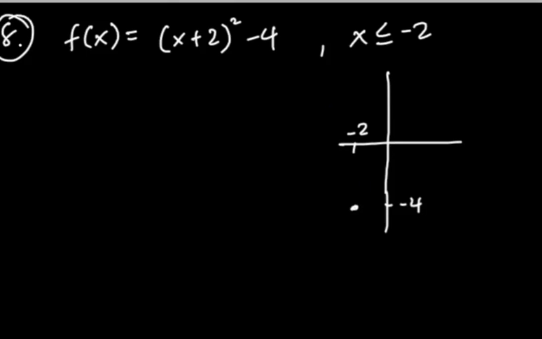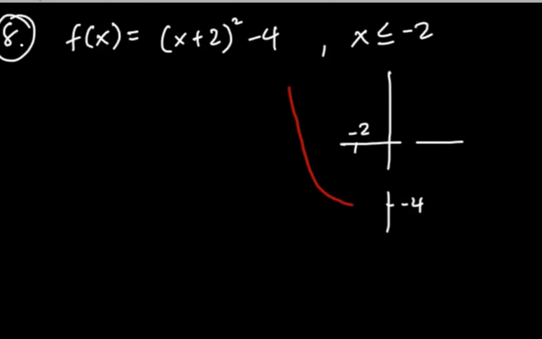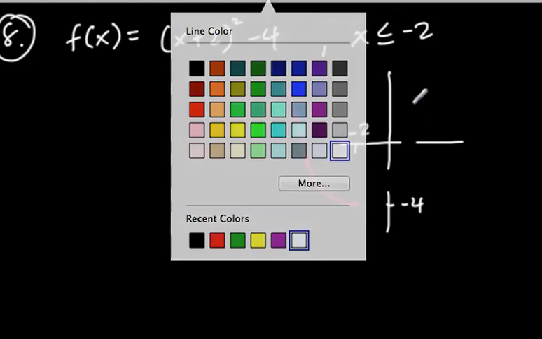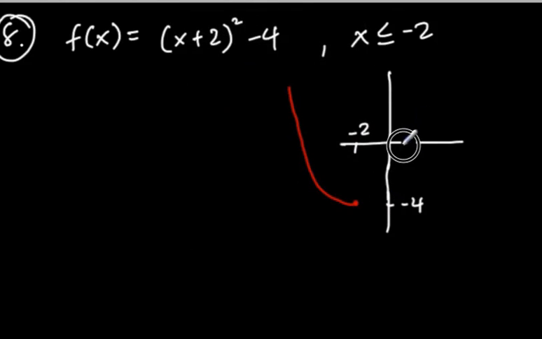So it's like that. Normally it would go down there and then come back up. But we're told that our domain is x is less than or equal to -2, so we have to erase all that. That's our point, and I'm just going to draw these axes again so it's nice and clean. Okay, so this is our function. Its vertex is at -2, -4, and it goes up this way.